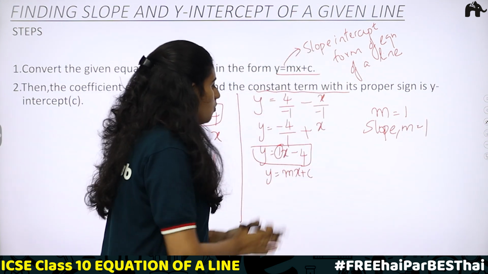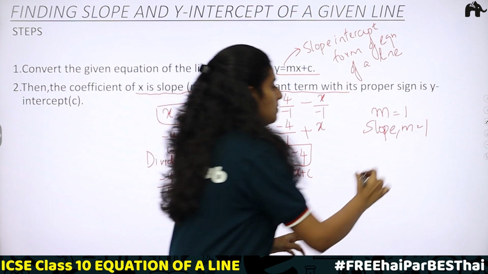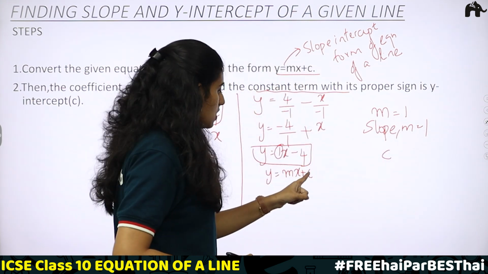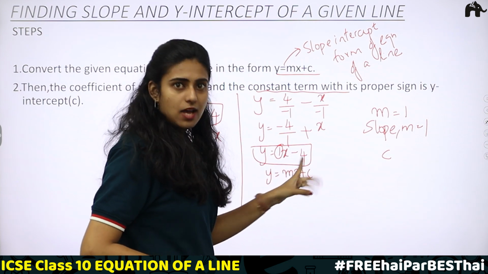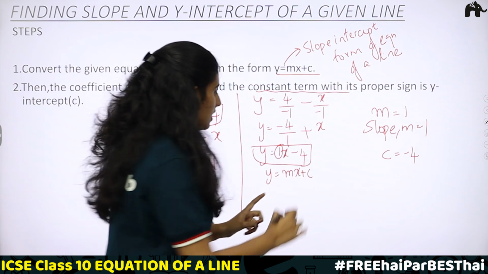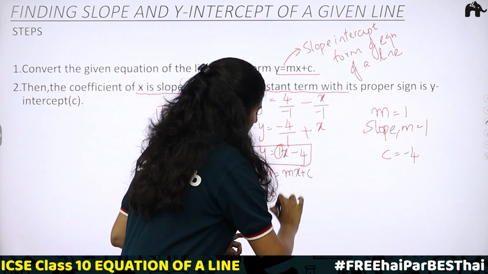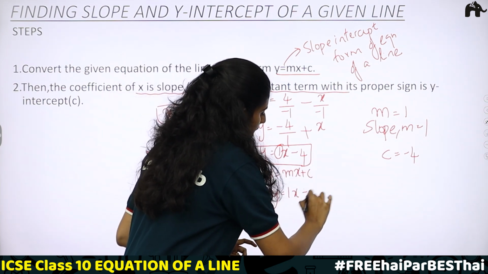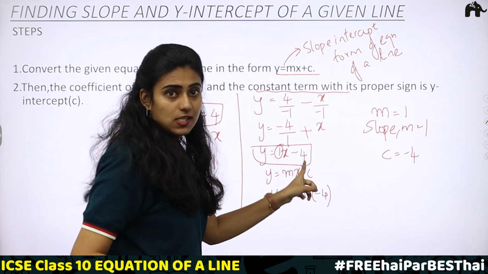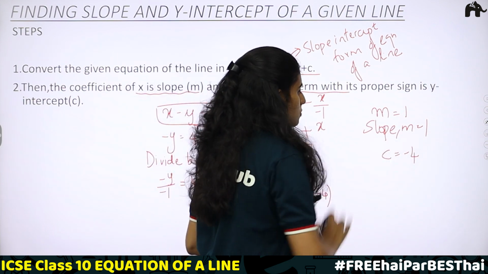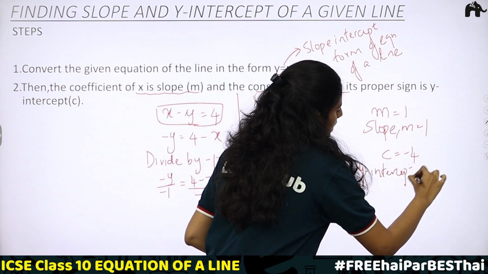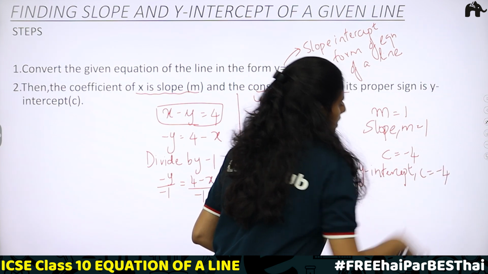Now, what about the y-intercept? Y-intercept is represented using the letter c. Here, what is the y-intercept? In place of c, in this equation, we have minus 4, which means c is equal to minus 4. We have to check the sign. This means it is y is equal to 1x plus minus 4. So, we have to take the c value as minus 4 and not 4. c is equal to minus 4, that is, y-intercept is c is equal to minus 4.